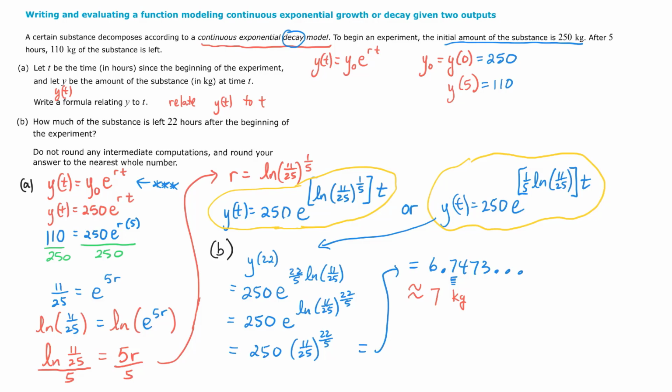So for part B, let's answer it this way. After 22 hours, there is about 7 kilograms of the substance.